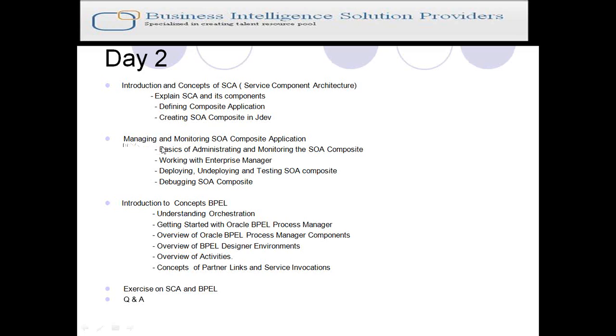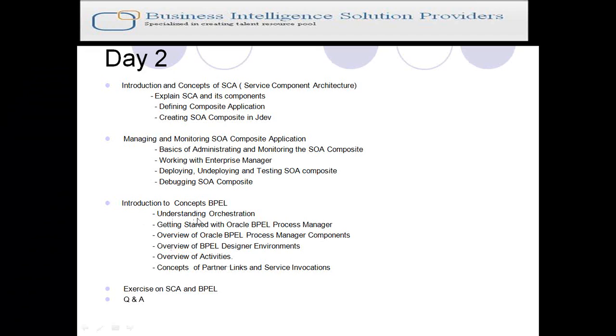Then we will talk about how to manage and monitor the SOA composite. In this, we will be doing a little bit of admin tasks also, where we will show you how to deploy, how to undeploy, how to test your services, and how to debug your services. If something fails, how you get to debugging, and what basic administration tasks you need to perform at the SOA level. Obviously, at many organizations we have admins, but still, as a SOA developer, implementer, or architect, you should know what you need to talk to the admin about, and where to look for things. So this is the time when we will be telling you everything.